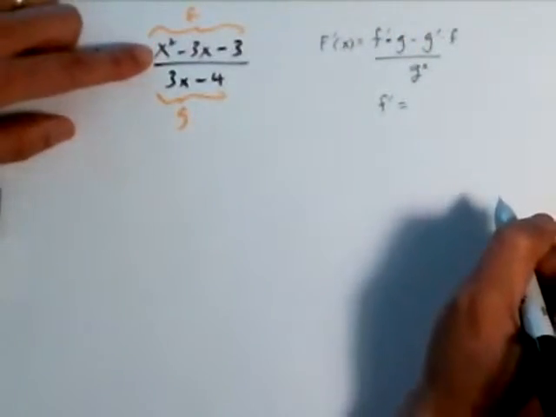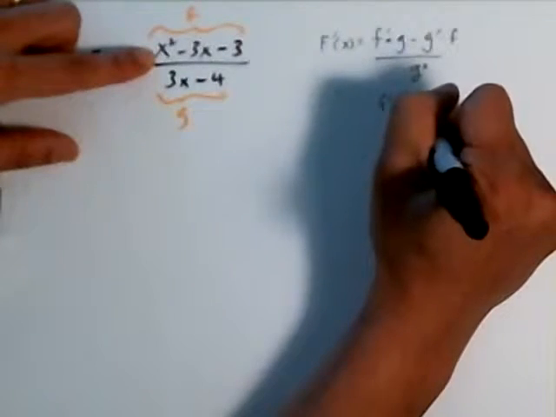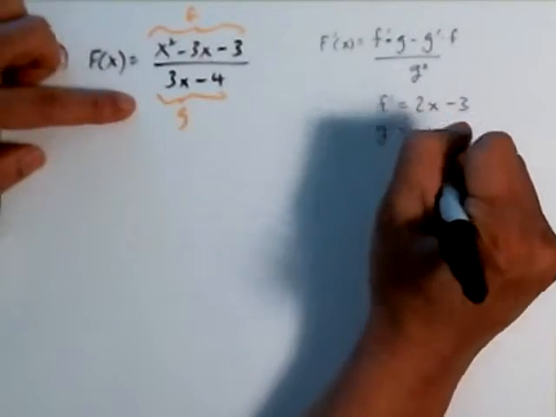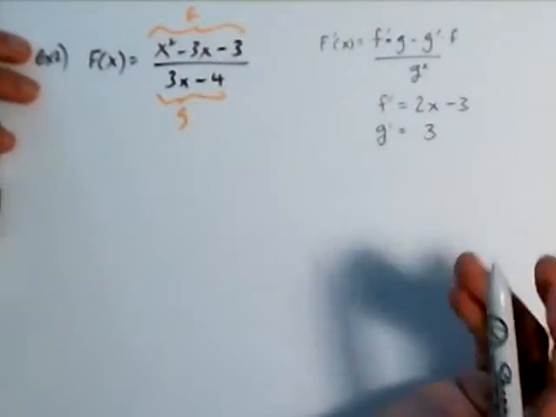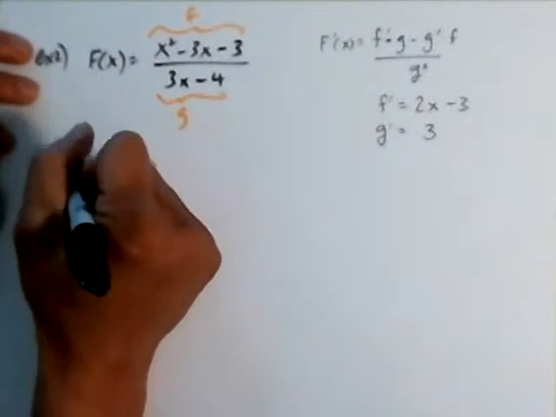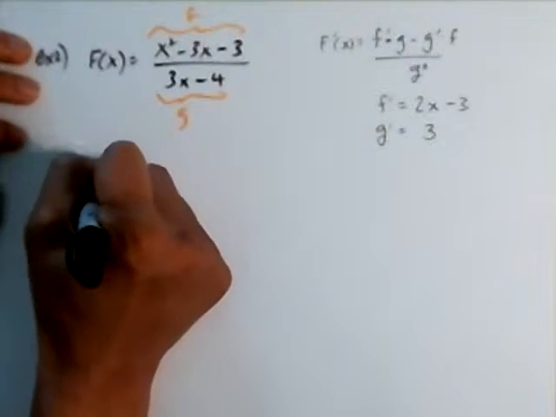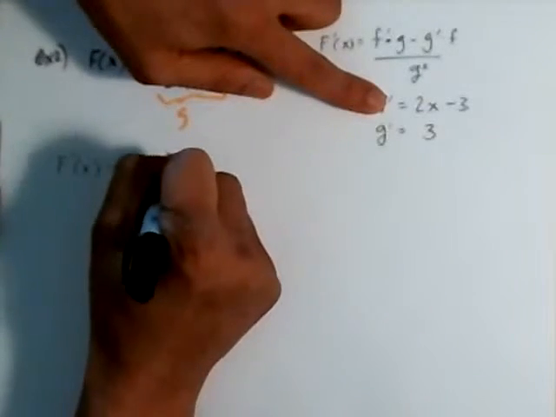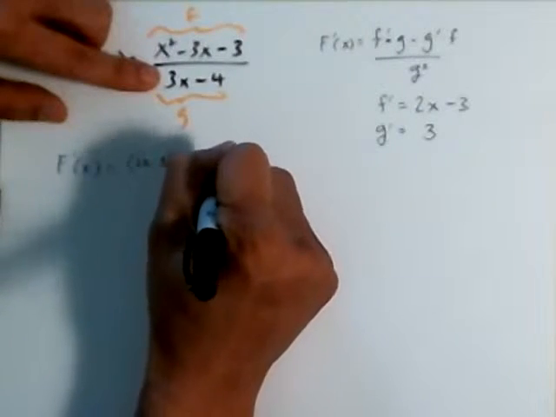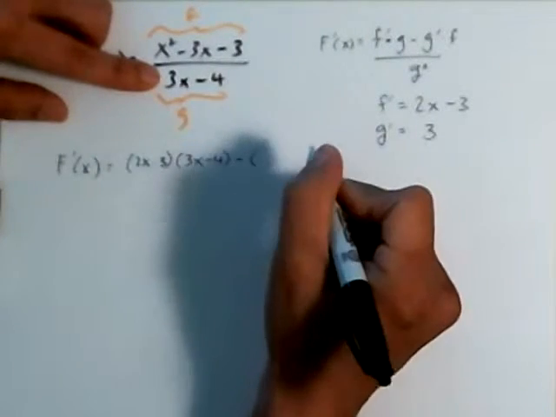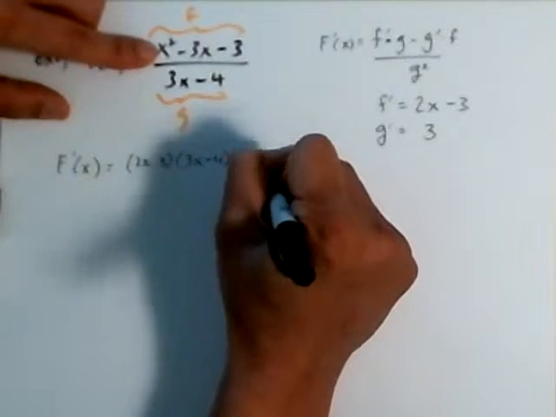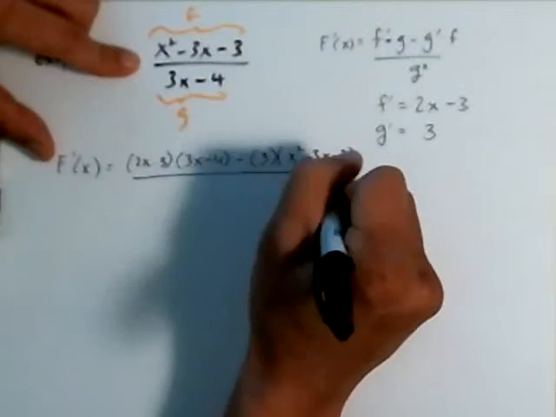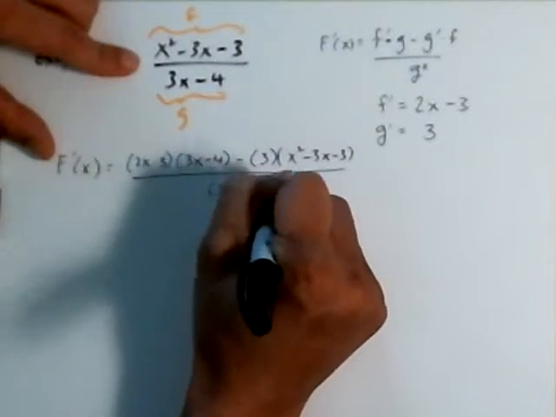The derivative of the top function, the derivative of x squared, you should know that by now, is 2x minus 3. And g prime is equal to just 3. And if you're not familiar, please review your power rule. So f prime of x is equal to f prime 2x minus 3 times g, 3x minus 4, minus the quantity g prime, which is 3 times x squared minus 3x minus 3 all over 3x minus 4 quantity squared.